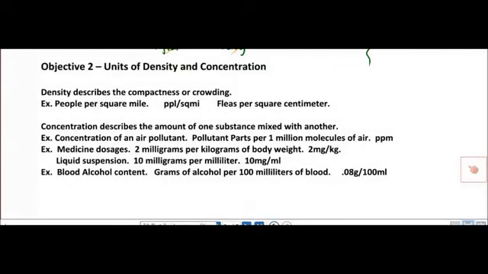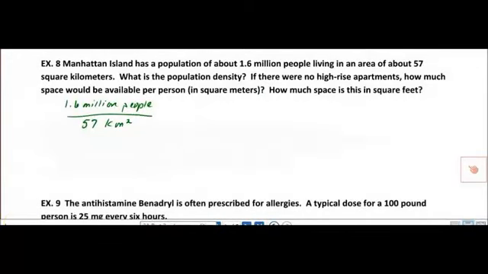So let's look at some examples. Remember that the word per means to divide. So if I want to find a population density, it's people per square mile, or people per square kilometer, or fleas per square centimeter. That per means I'm going to divide. So I'm going to divide the number of people or number of objects in that population by the area given. And that'll give me an object per square unit. So we want people per area or objects per area.